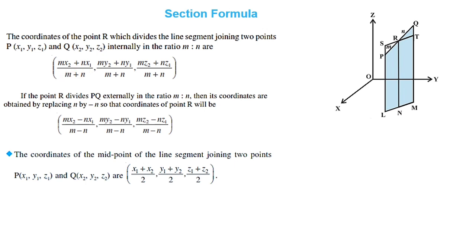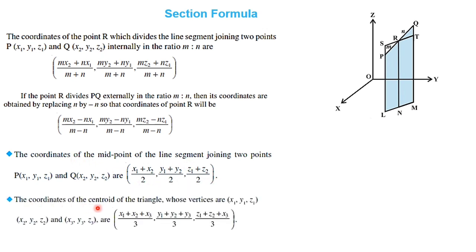That is (x1 + x2)/2. M and n become equal, so here 1, here also 1. 1 into x2 is x2, 1 into x1 is x1, divided by 1 plus 1, that is 2. So (x1 + x2)/2, (y1 + y2)/2, (z1 + z2)/2. This is the midpoint formula.